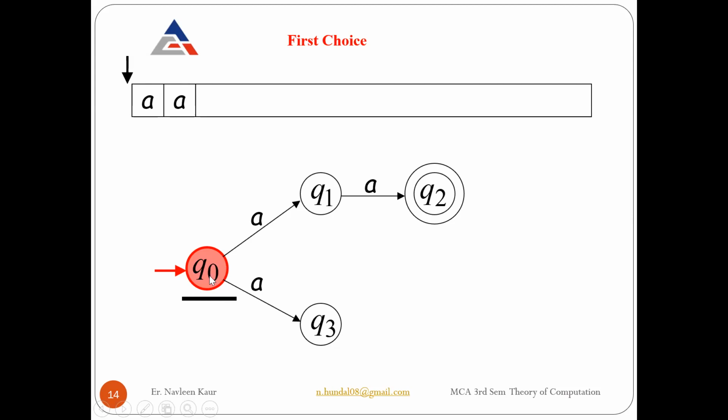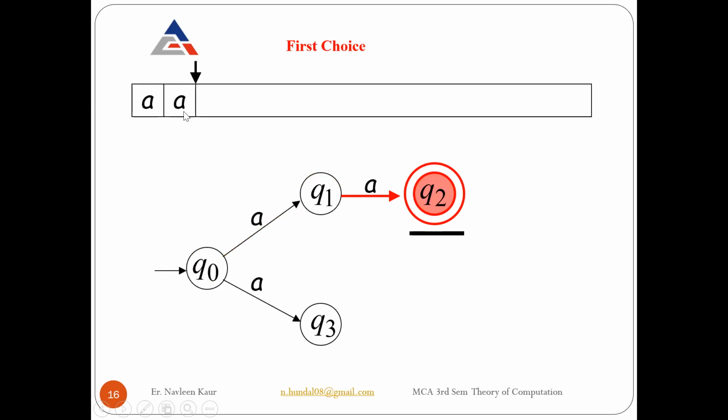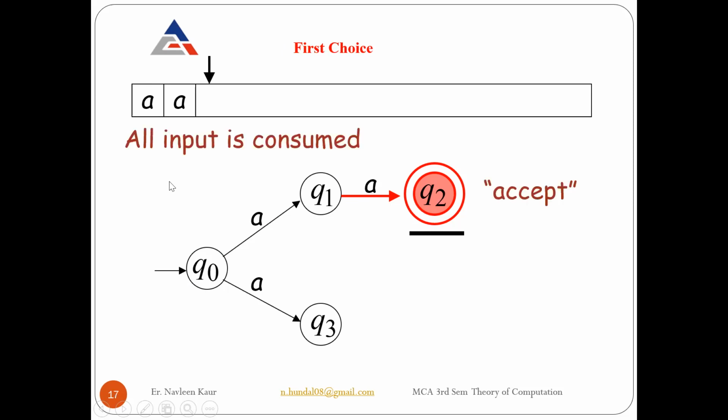So I am starting from Q0. First a will be processed. I am at Q0. What will happen? This a will take me to Q1. This is one possibility. From Q0, if you give the first a, it will take you to Q1. Next you process the second a, and from Q1 you will reach Q2. This is very good. By following this path, Q0 to Q1, Q1 to Q2, all input is consumed, nothing is left, and you have reached the final state. So this aa is accepted by this non-deterministic finite automata.